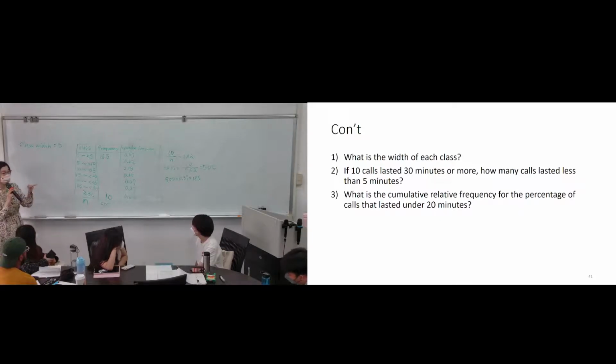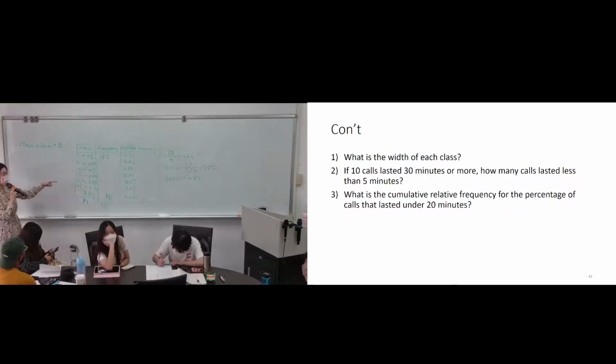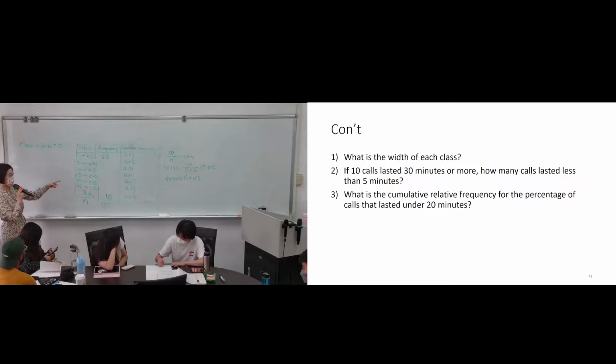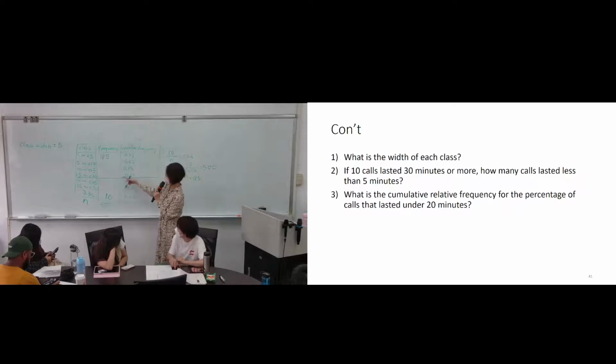Then, what is the cumulative relative frequency for the percentage of calls that lasted under 20 minutes? Under 20 minutes. Okay, so to answer question 3, we will need to add up all the relative frequency under 20 minutes. So we should add up the relative frequency for the first four classes.